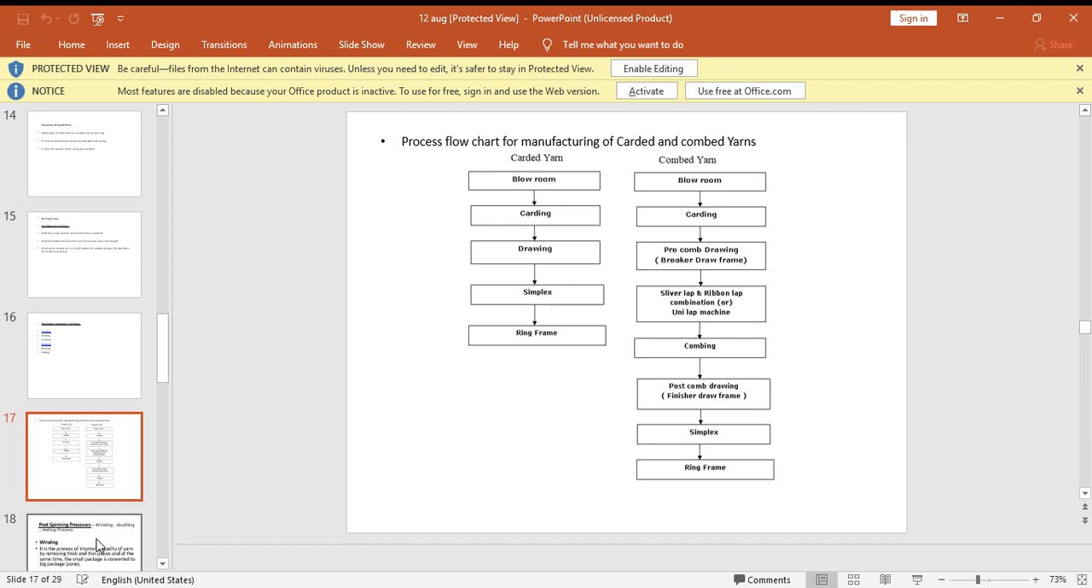Again, the flow chart of carded yarn is from blowroom to carding, carding to drawing, drawing to simplex to ring frame. And for combed yarns, it is blowroom to carding, carding to pre-comb drawing, that is breaker draw frame. From that it goes to sliver lap or ribbon lap, or combination or unilap machine. From that it goes to combing, to post-comb drawing, finisher draw frame. Then next to simplex and finally ring frame.